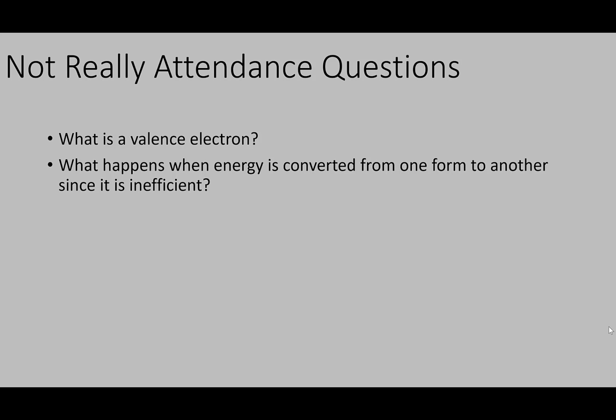Next, what happens when energy is converted from one form to another since it is inefficient? Well, remember, we can convert from one form of energy to another, but when we do that, some of it is lost as heat, and that's because it is inefficient. Some energy is always lost as heat when we convert from one form of energy to another form.